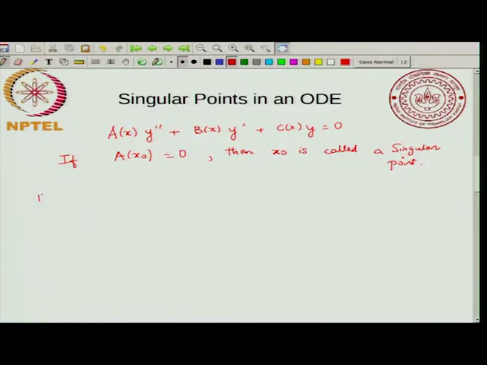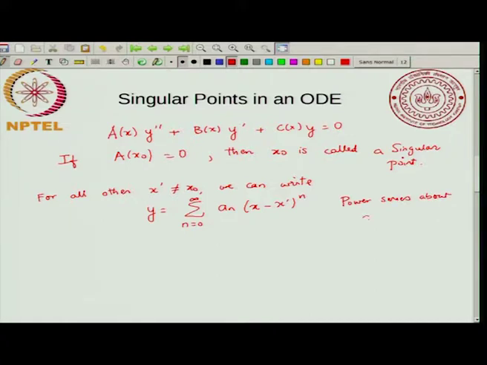So I will just write, for all other x prime not equal to x0, we can write y is equal to the sum over n equal to 0 to infinity of a_n times (x minus x prime) raised to n. So this is a power series about x prime. If x prime is not a singular point, then we can write a power series solution in this form, and the power series method will work.